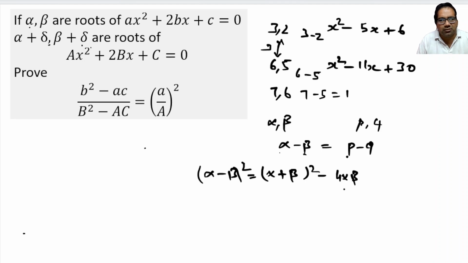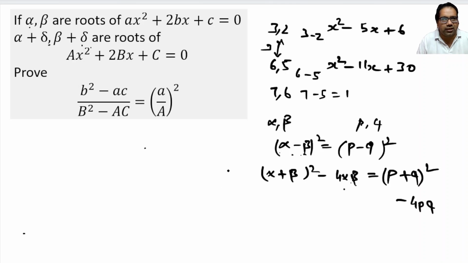When alpha minus beta equals p minus q, what does that mean? Alpha minus beta whole square is also equal to p minus q whole square. We can express this in terms of the sum of the roots and the product of the roots. So, alpha plus beta whole square minus 4 alpha beta is equal to p plus q whole square minus 4 pq. Right? The square of the difference of roots for both equations should be equal.